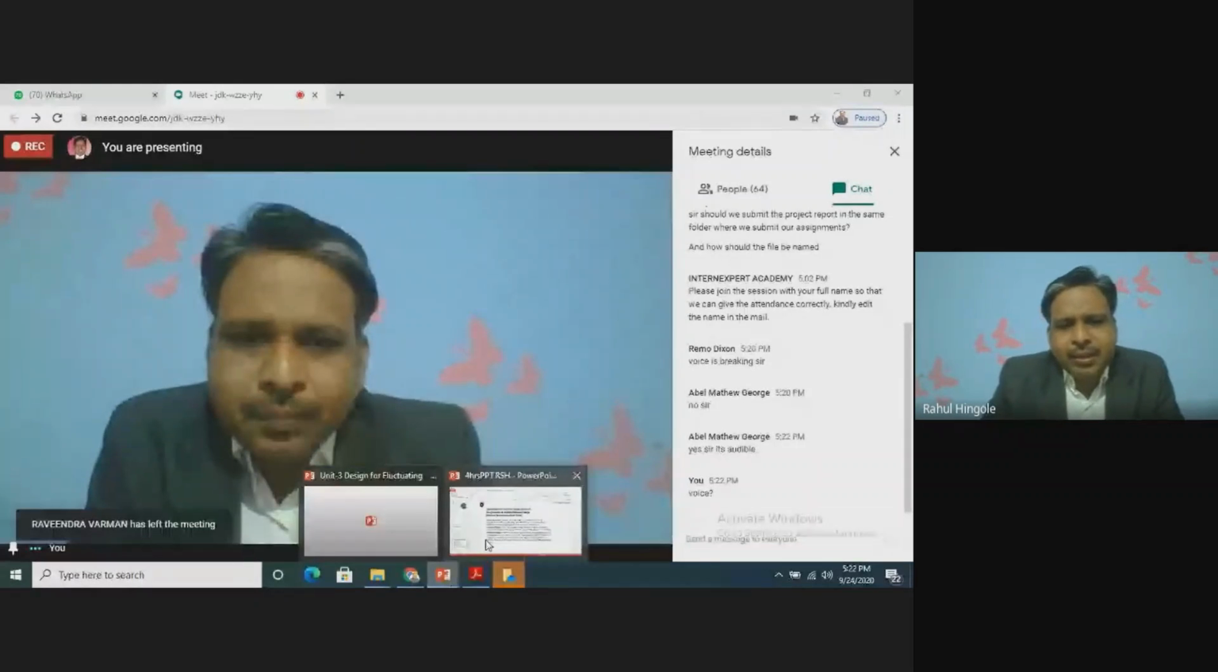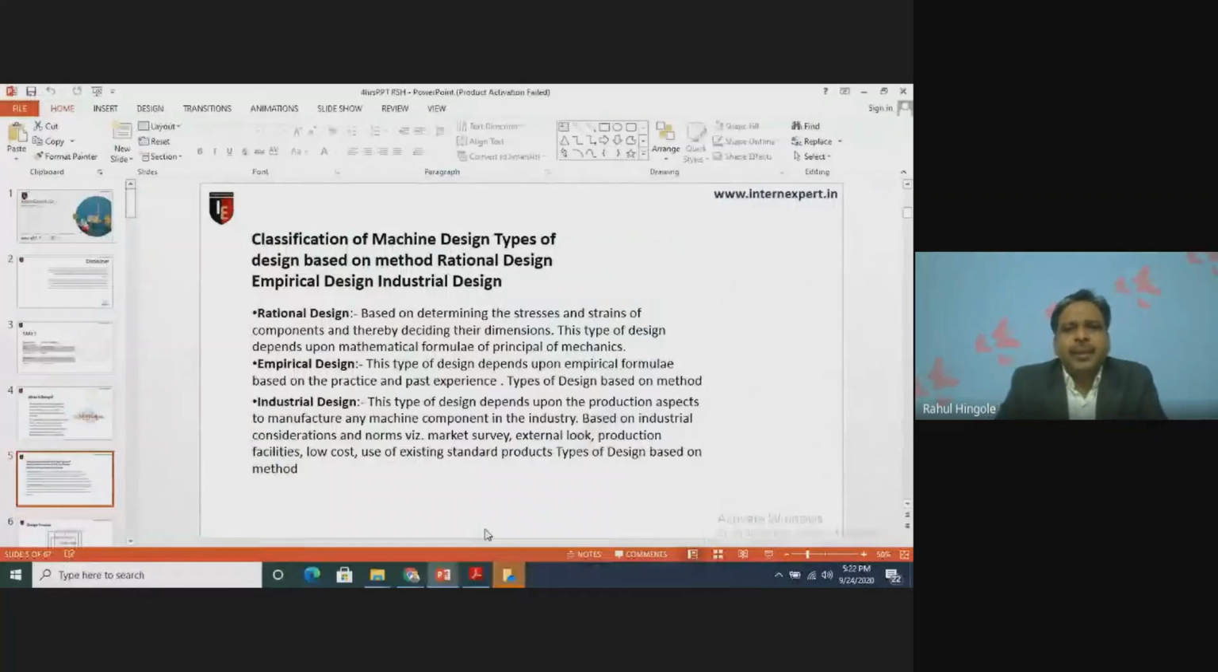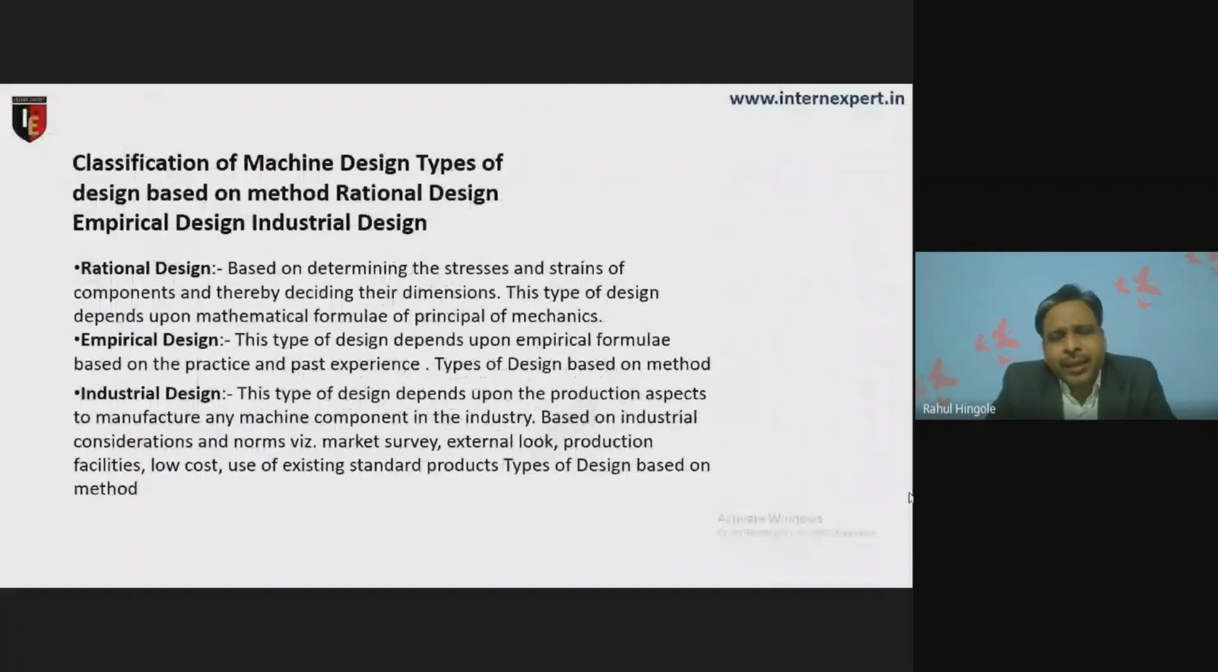Going for this industrial design, a lot of aspects come in. Market survey: you have seen the market survey of the mobile, color, costing, and n number of parameters. External looks. Production facility is part of the company only. They will check it. Costing is checked by the company. Existing standards of the product are obviously with the companies only.